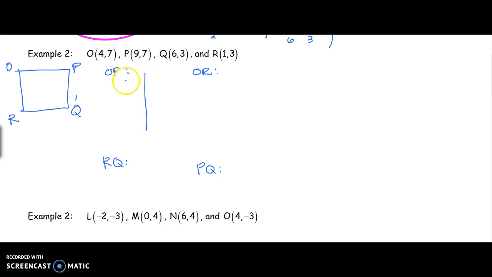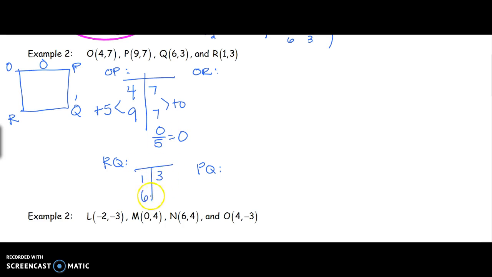So the slope of OP would be 4, 7, 9, 7. 4 to 9 is plus 5. 7 to 7 is plus 0. So our slope is 0 over 5, or just 0. RQ, R is 1, 3. Q is 6, 3. 1 to 6 is plus 5. 3 to 3 is plus 0, or 0 over 5, which is 0. They are parallel.